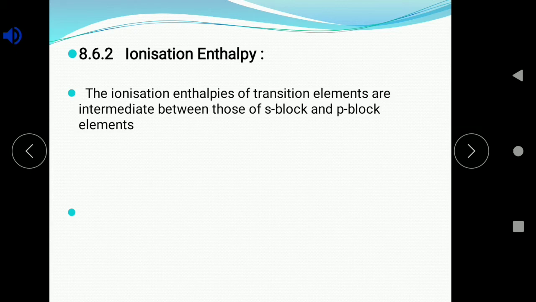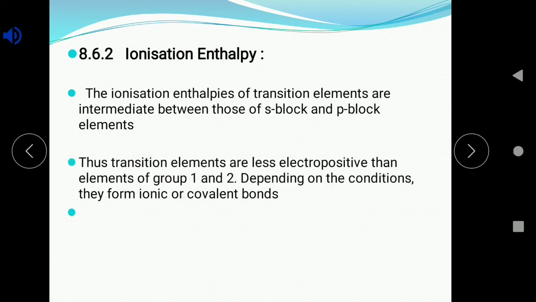S block elements, they are strongly electropositive metals, hence they have less ionization enthalpy values, while P block elements, they are strong electronegative non-metals, hence they have higher ionization enthalpy values, but D block elements are less electropositive than the elements of group 1 and 2, that is S block, and hence they have values intermediate between those of S and P block. But these elements, they form both type of bonds. Not only ionic, but they form covalent bonds as well because they contain many number of unpaired electrons.